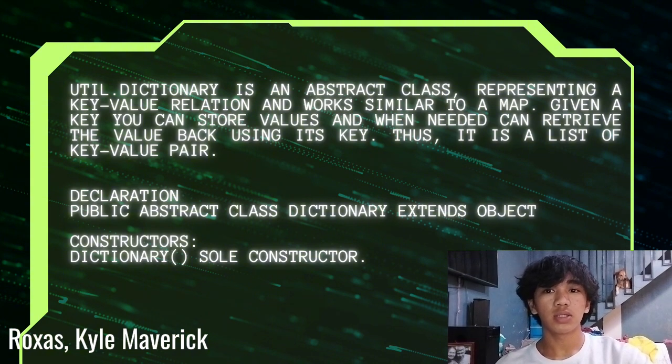Given a key, you can store values and, when needed, retrieve the value back using its key. Thus, it is a list of key-value pairs. As I said earlier, the map can retrieve the value if needed. Declaration: public abstract class Dictionary extends Object. Dictionary has a sole constructor.